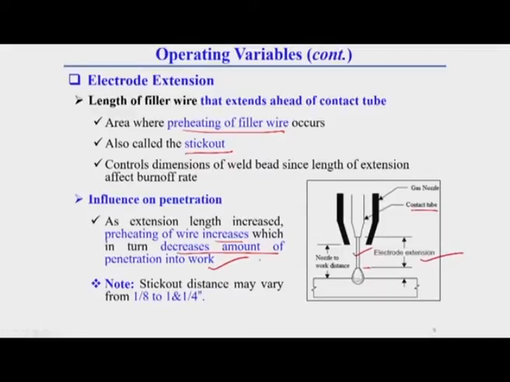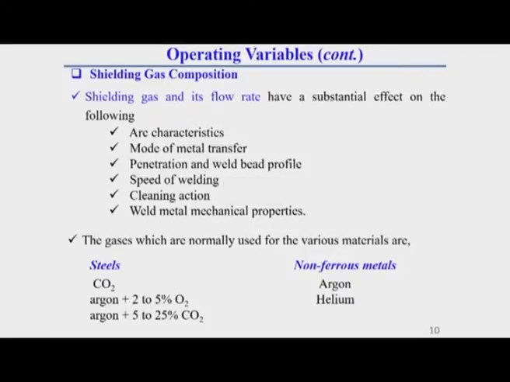Why? Because a less forceful arc is generated compared to a shorter length of stick out or no stick out. What is the range of this length of stick out? It generally varies from 1/8 inch to 1/4 inch, that means about 3 to 30 millimeter. The rest of the parameters, the voltage and the welding speed, I have already explained; the similar effect applies here, so I will not discuss them further.